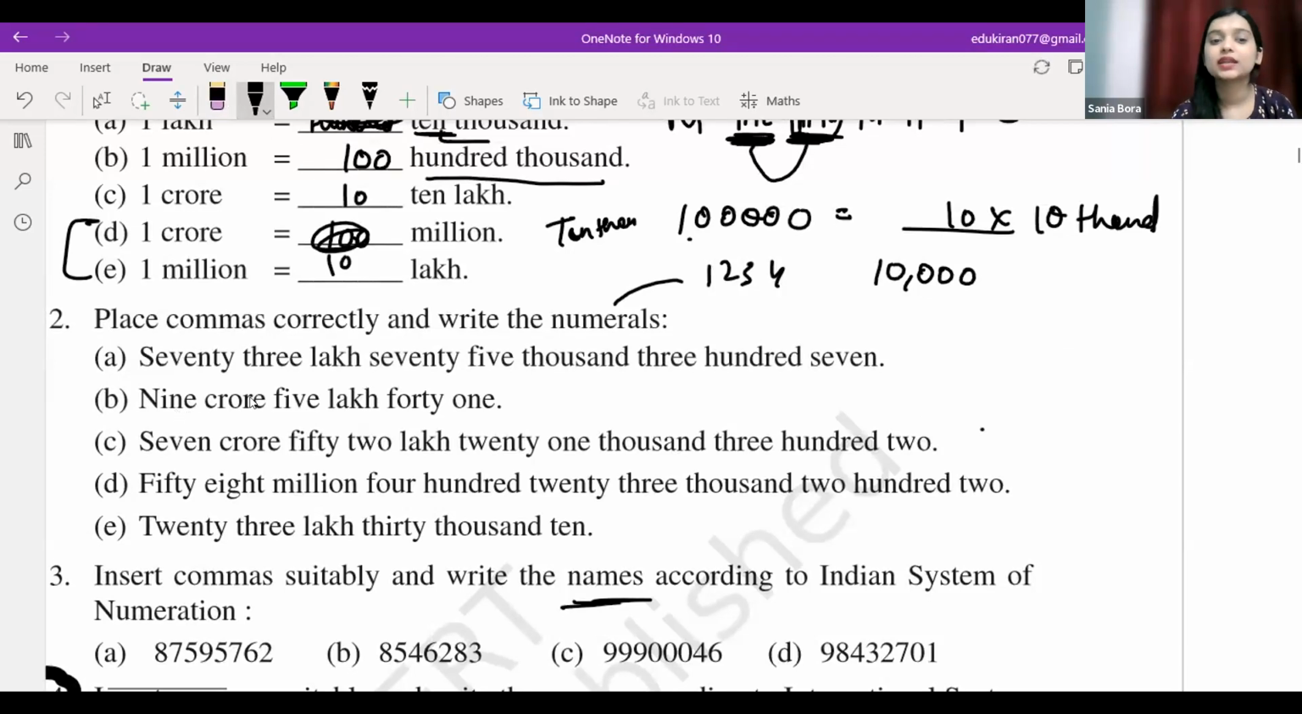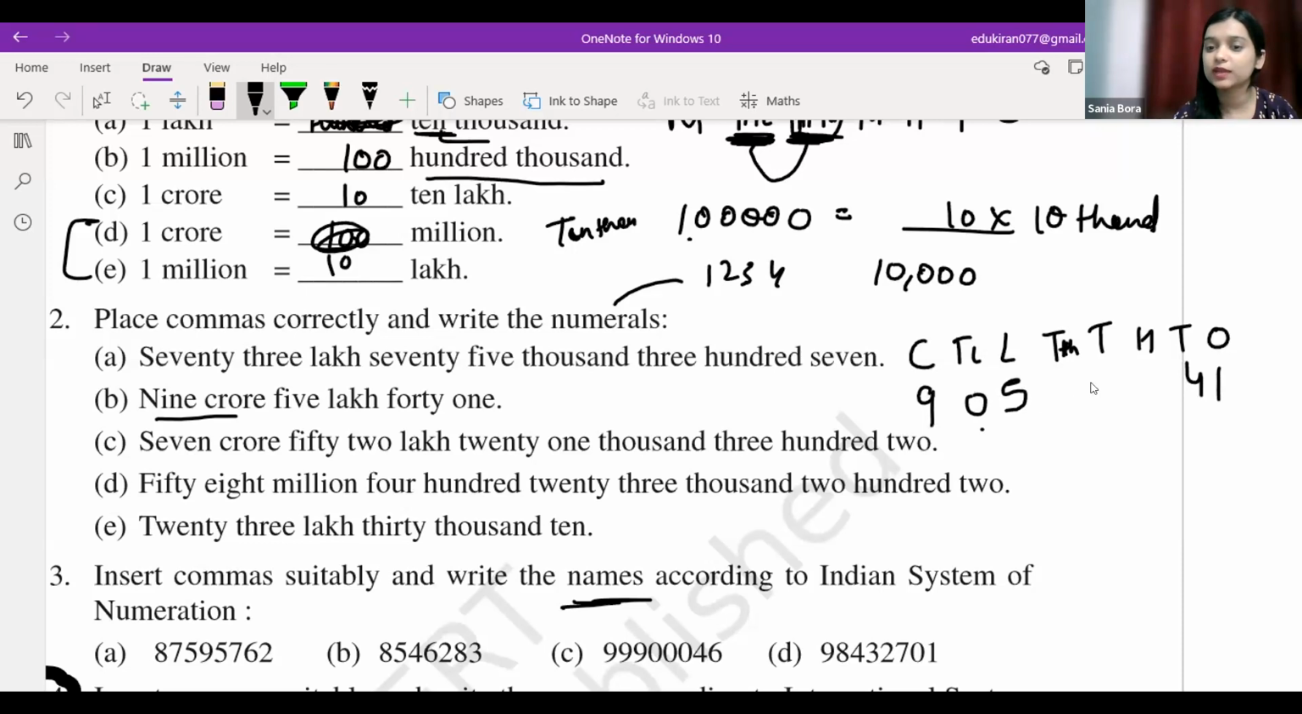Over here, you can see it is 9 crore 50 lakh 41. So you have to go till crore. Let's make the places: ones, tens, hundreds, thousands, ten thousands, lakh, 10 lakh and crore. Then it is 9 crore, so you write 9 here. 5 lakh. 41. And in the rest of the places you put 0. Similarly, you will do this one as well, and this one, and this one.